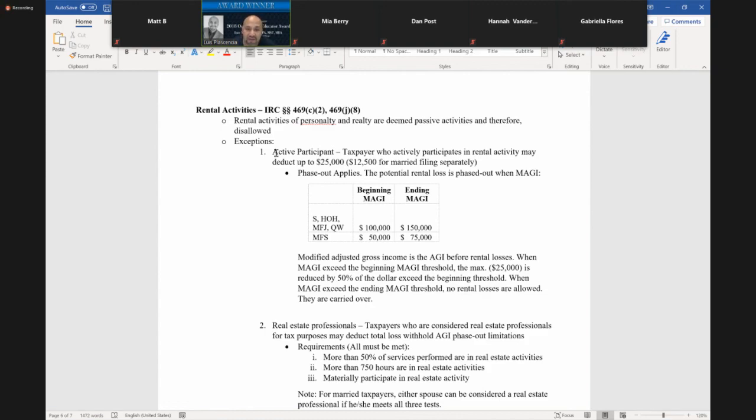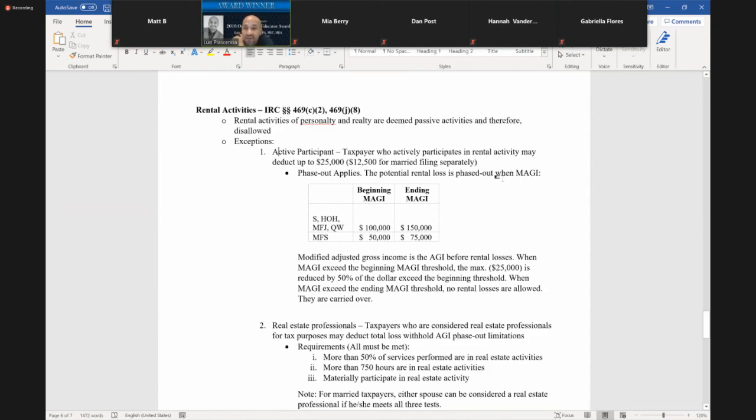Active participation is different than material participation. The exception applies, and this is like the mom and pop exception. If you actively participate in your rental activity, meaning you're meeting your tenants, you're screening your tenants, then you can deduct up to $25,000 or whatever your loss is in that given year. Half of that if you're married filing separate. Again, if your loss is $20,000, then you're not going to deduct $25,000. You'll deduct $20,000, whatever your loss is. If your loss is $10,000, you're deducting what your loss is. Again, it's limited to half of that if you're married filing separate.